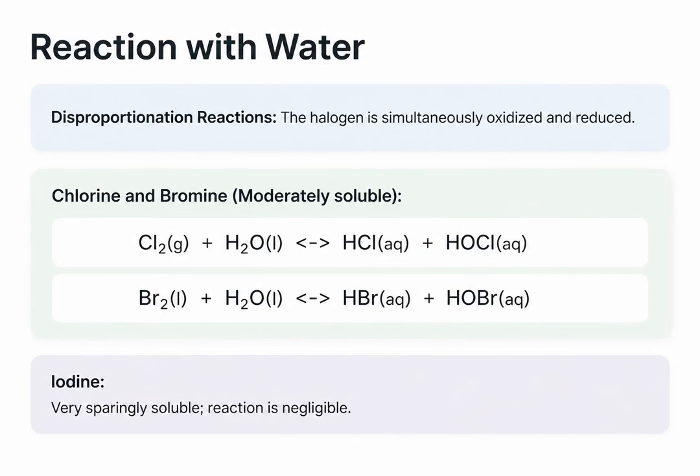When halogens dissolve in water, they undergo a special type of redox process called a disproportionation reaction. This means the halogen is simultaneously oxidized and reduced. For example, chlorine reacts with water to form hydrochloric acid and chloric(I) acid. Bromine does something similar, while iodine's reaction with pure water is practically negligible.